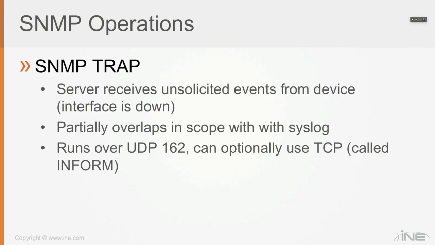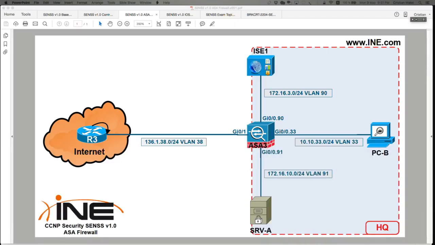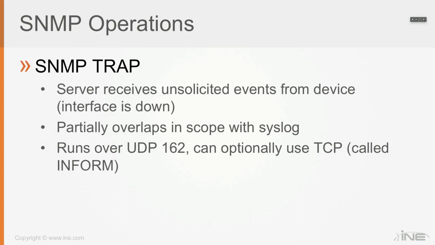This means that this SNMP trap partially overlaps in scope with syslog, because of course syslog can also detect an EIGRP adjacency going down and send you a log message, but to a syslog station, not to an SNMP manager. And the traps run over UDP 162, and can optionally use TCP, and this is called informs, not traps.